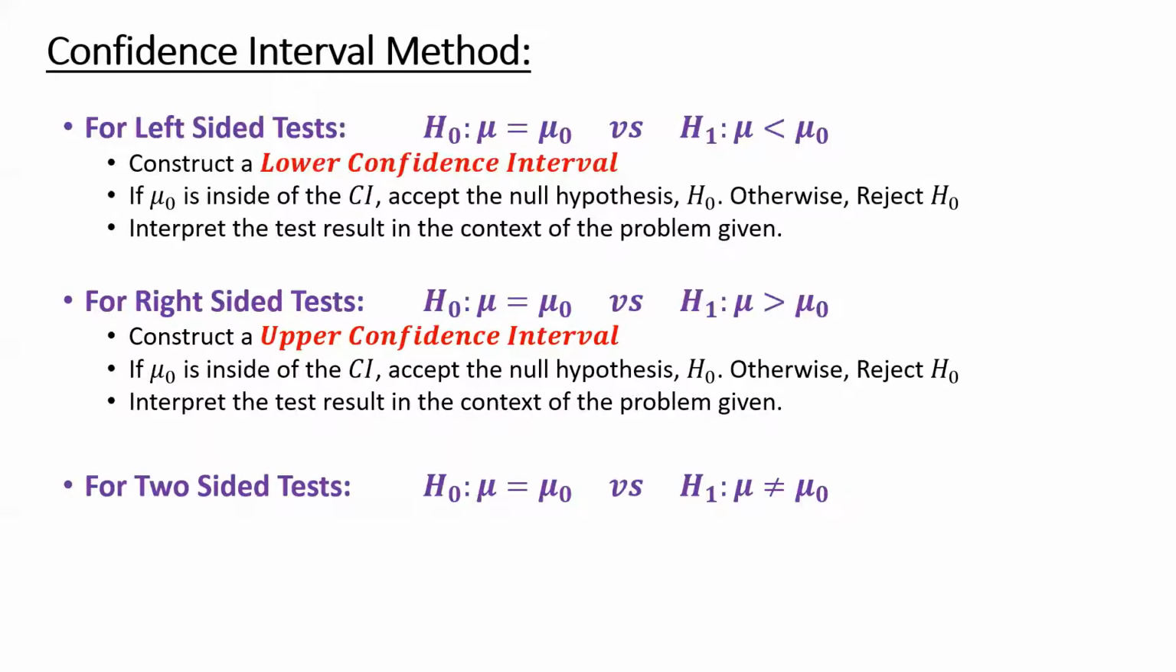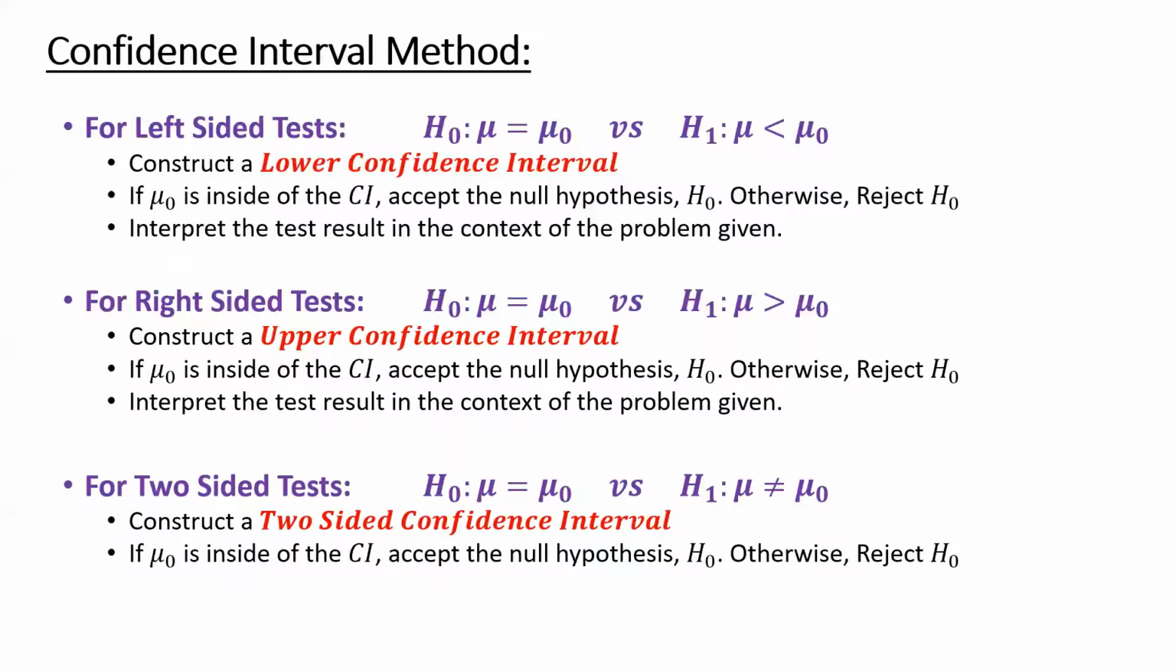And for two-sided tests, i.e. tests of the form whose alternative hypothesis H1 is mu is not equal to mu0, we do a two-sided t confidence interval. Test procedure stays the same. We have to see if mu0 is inside of the confidence interval, and if it's inside, we accept the null hypothesis. Otherwise, reject the null hypothesis. Once again, don't forget to interpret your test findings. All right, this stuff is very straightforward.